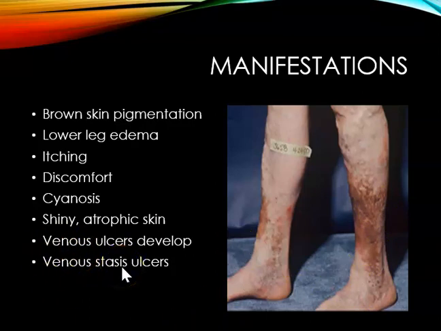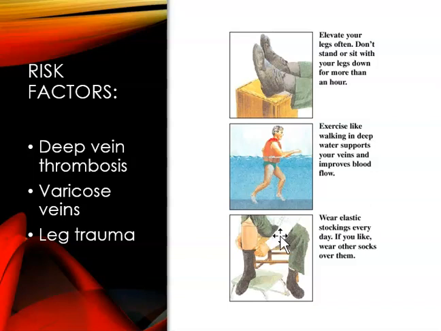So venous stasis ulcers may develop, usually occurring just above the ankle, and the tissue surrounding the ulcer is typically shiny, atrophic, and cyanotic, and there could be that brown pigmentation that I told you about, which you see right there. Risk factors for this include DVT, varicose veins, and leg trauma.